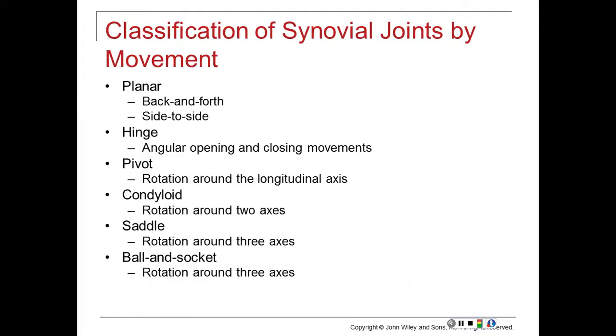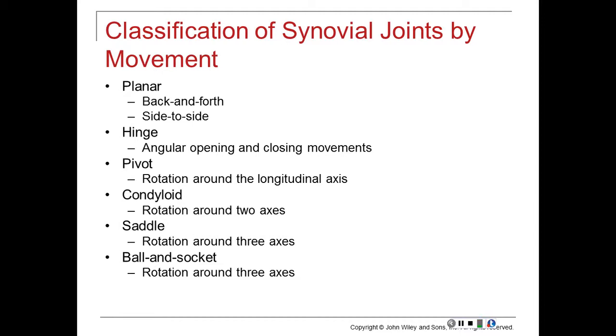So let's talk about some different classifications of these joints and how they move. So our synovial joints are classified by their types of movement. We know that they're all freely movable joints, but you can subclassify them by the specific movements that they do. A planar movement would be a back and forth or side to side type movement. A hinge movement would be like an opening or closing type of a motion. A pivot would be a rotation.